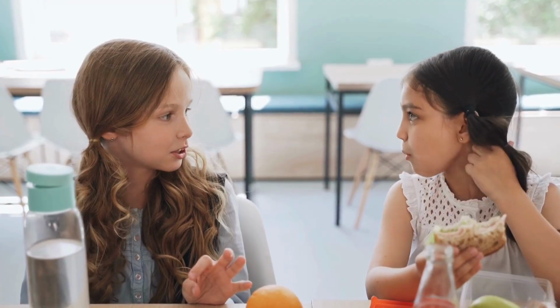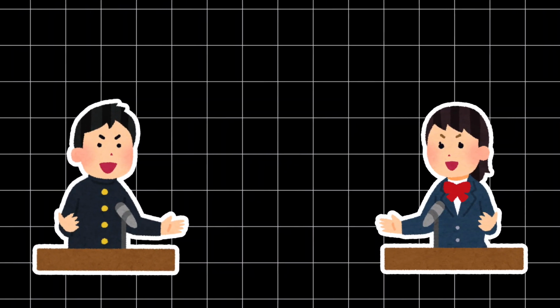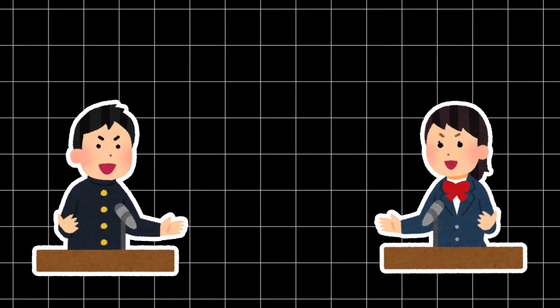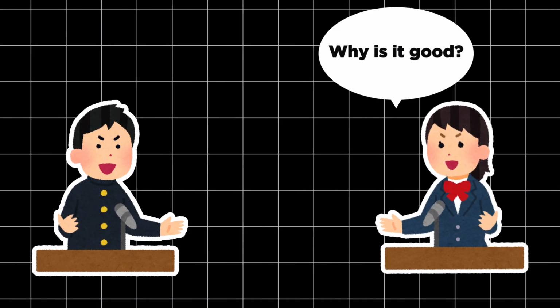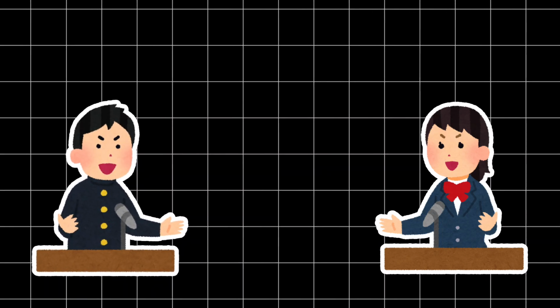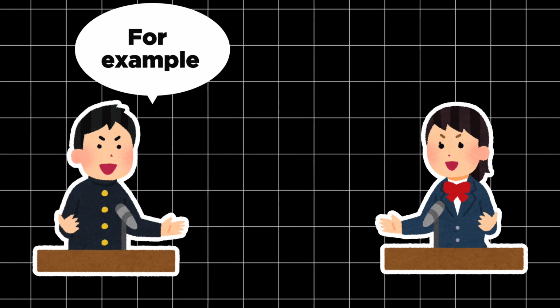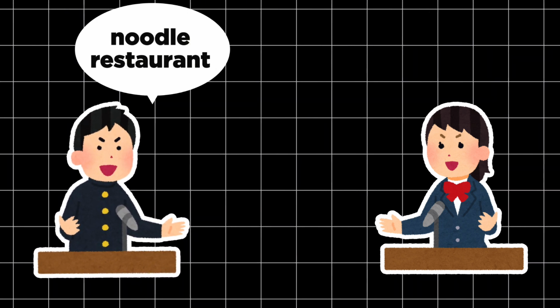Put students in pairs. Choose a topic to talk about. Then, student A says a simple sentence about the topic, while student B listens and helps improve it. So for example, student A says, my city is good. Student B asks, why is it good? Student A says, my city is good because it has many restaurants. Student B responds, can you give me an example? And student A says, for example, there is a great noodle restaurant near my house.